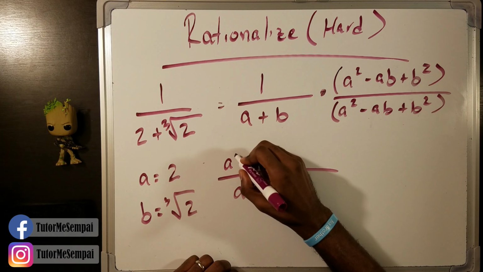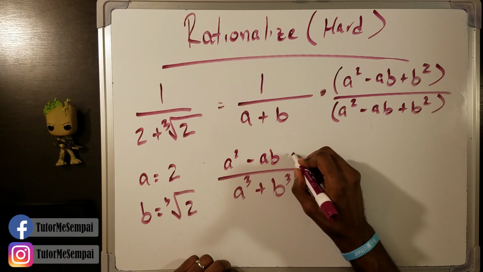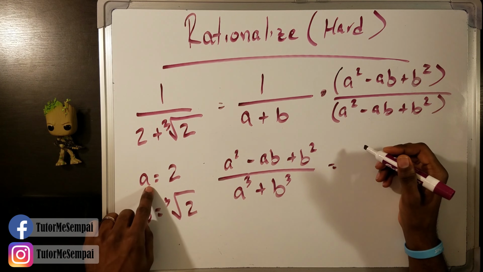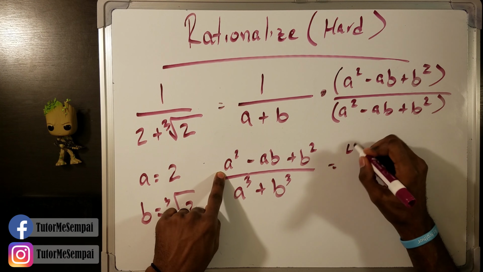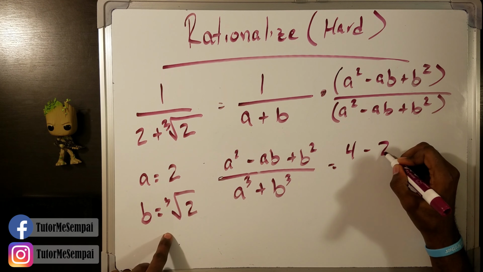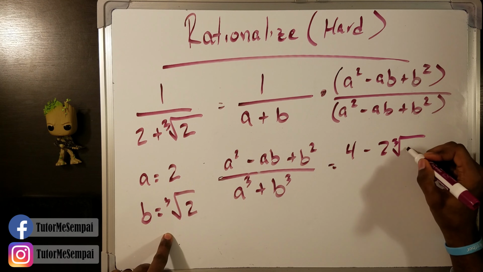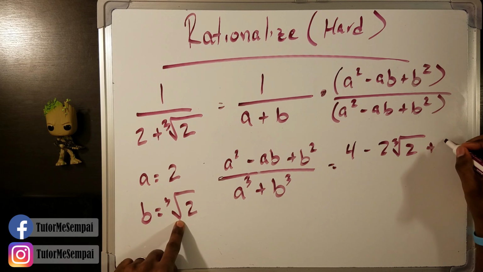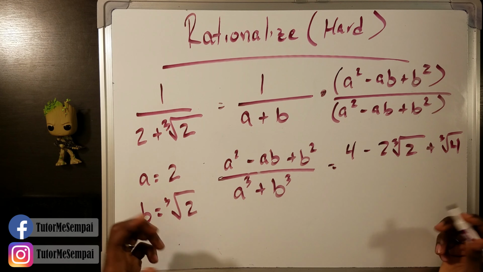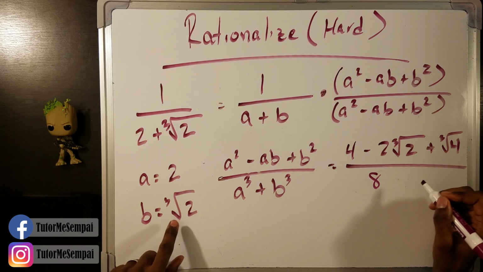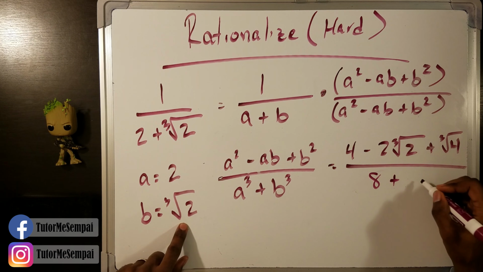However, up top, you have an a squared minus ab plus b squared. So when you plug in your a and b back into what we have here, you're going to get a squared, which is just going to be a 4, minus a, which is 2 times b, which is the cube root of 2, plus the cube root of 2 squared, which is just going to be the cube root of 4. That's going to be our numerator. Our denominator is just going to have an a cubed, which is going to be an 8, plus our b cubed, which is going to be 2.